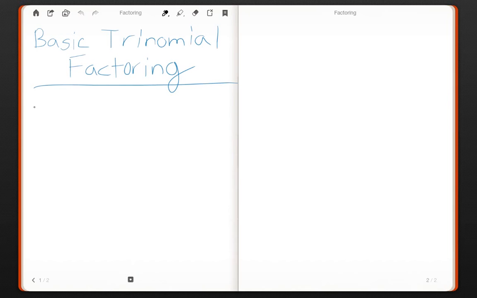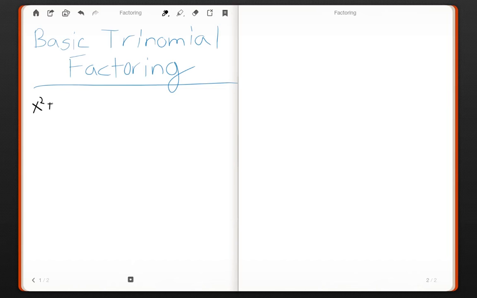Now that we've finished algebraic expansion, we're going to learn how to do essentially the same thing in reverse, which is to take something in expanded form and put it back into two binomials being multiplied. And that process is called factoring.